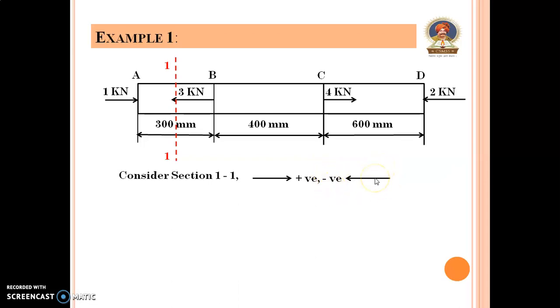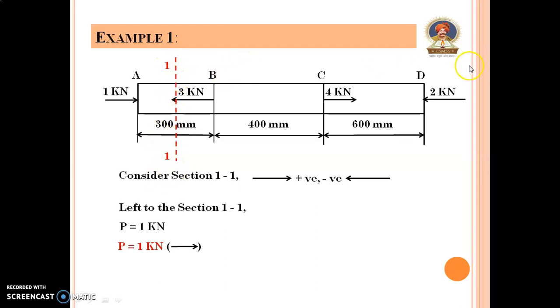So first we consider the left side, the left section of the section 1-1, that is this region. In this region only one force acts on the body, that is 1 kilonewton, and it moves towards the right side. We know that the sign convention for the right side is positive, therefore P is equal to 1 kilonewton, and this symbol indicates the force is moved towards the right side. That is the left section of section 1-1.